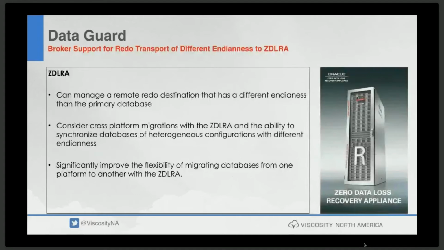Mentioned the ZDLRA. Now I can actually do redo transport to different endianness through the ZDLRA, right? This could be huge as you're talking about going from AIX to Linux. Now you can actually do propagation of redo, or archive logs, through the ZDLRA.